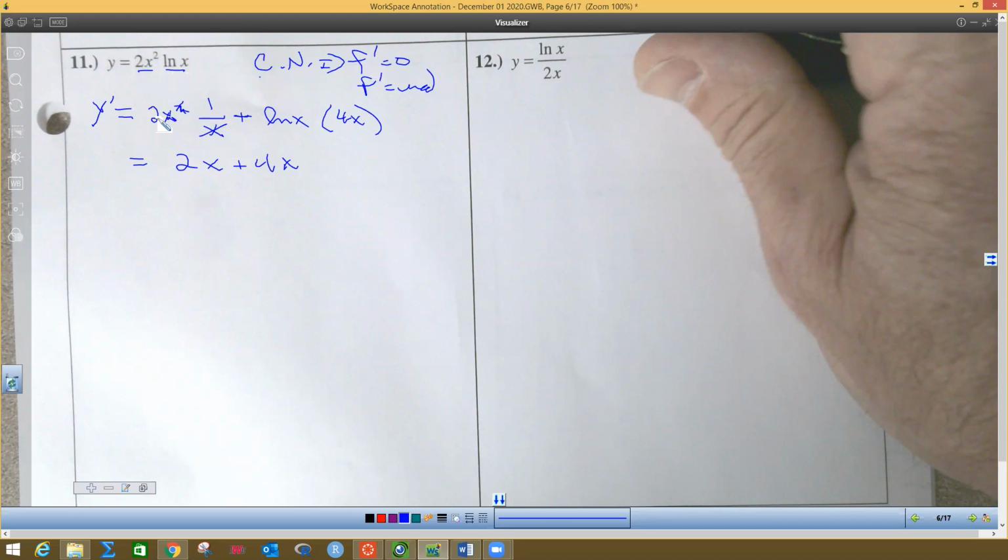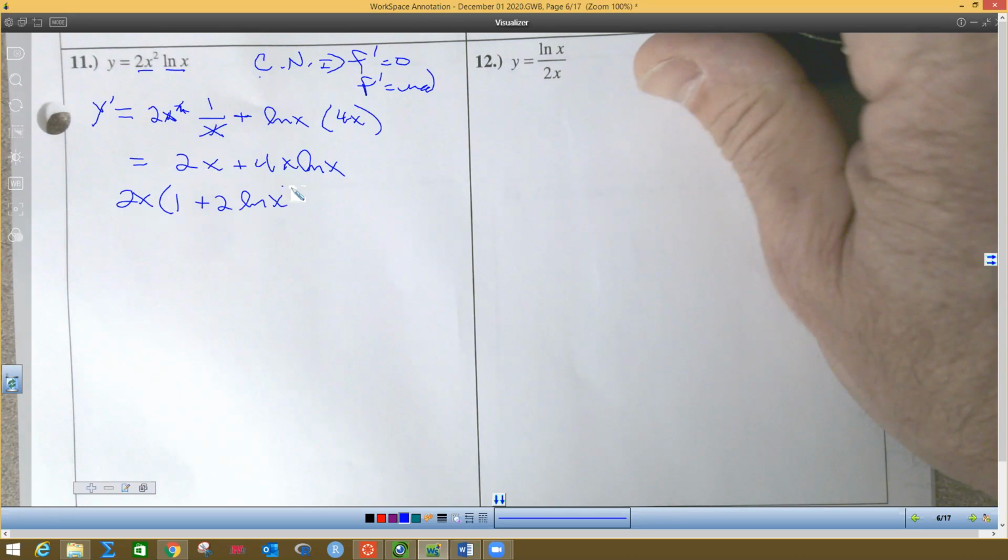I did the first term, 2x squared, times the derivative of the second, natural log. Whatever's after goes in the denominator, and the derivative of that denominator goes in the top. And then plus the second term times the derivative of 2x squared, which is 4x, and now I'm simplifying that right here. So what I need to do with this is set it equal to 0 and solve it. So I'm going to factor out a 2x right now.